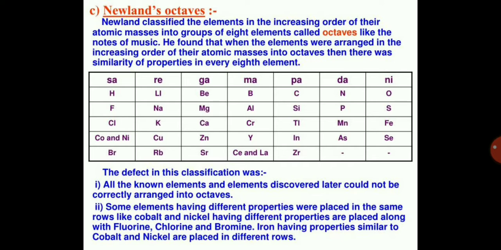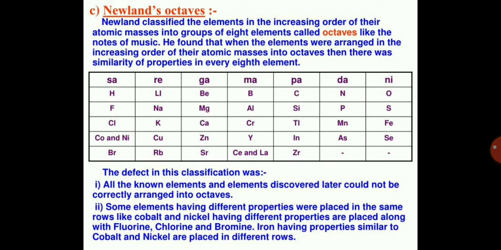The same case was with fluorine and sulfur, then chlorine and ferrous, that is iron. Then there was cobalt and nickel, and strontium, then bromine, and there was no eighth element. So in these four charts there was the first element and eighth element, but in this last one there was no eighth element remaining. So this was the defect in Newlands' law of octaves.